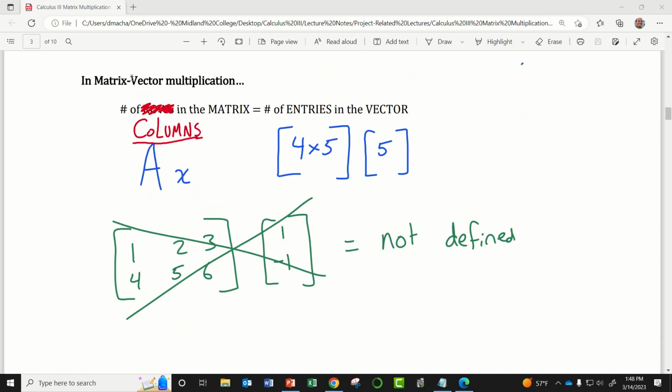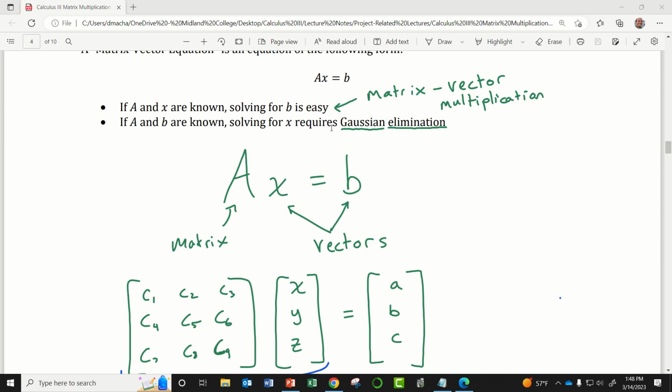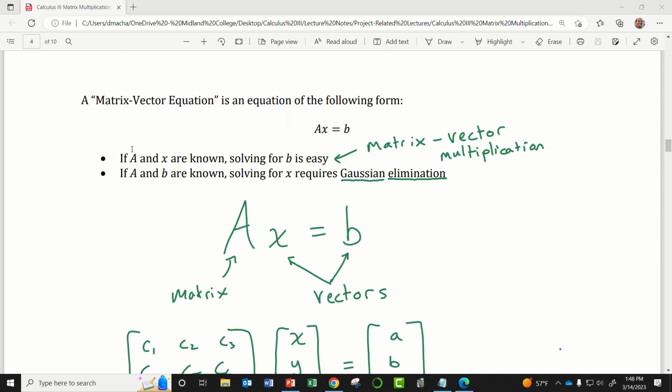We talked about how if you're doing matrix vector multiplication, the number of columns of the matrix has to match exactly the number of entries in the vector. We also talked about a matrix vector equation, which is an equation that looks like this. If A and X are known, then solving for B in this matrix vector equation just means you have to do matrix vector multiplication to get that B vector.